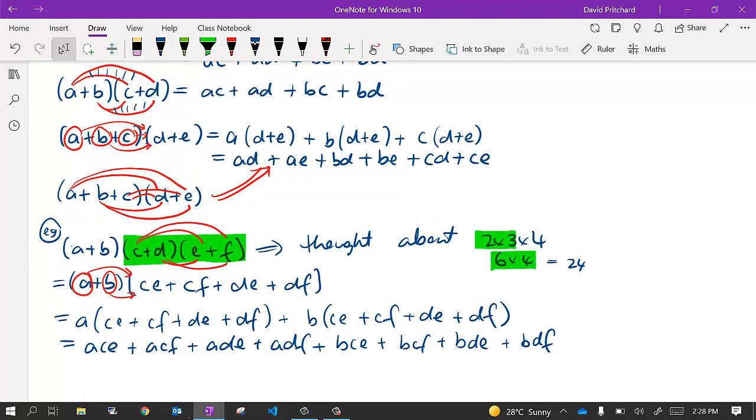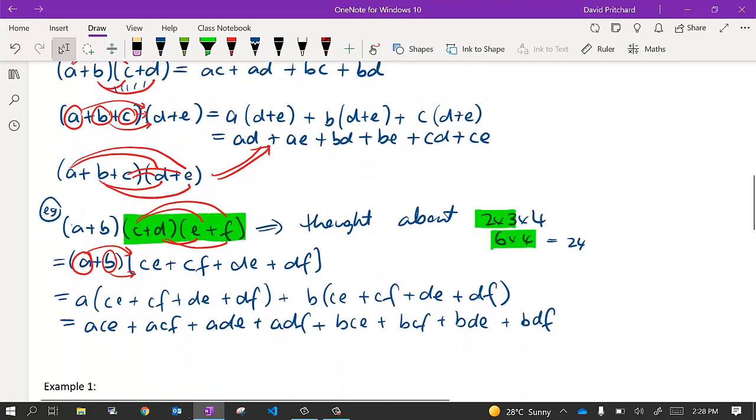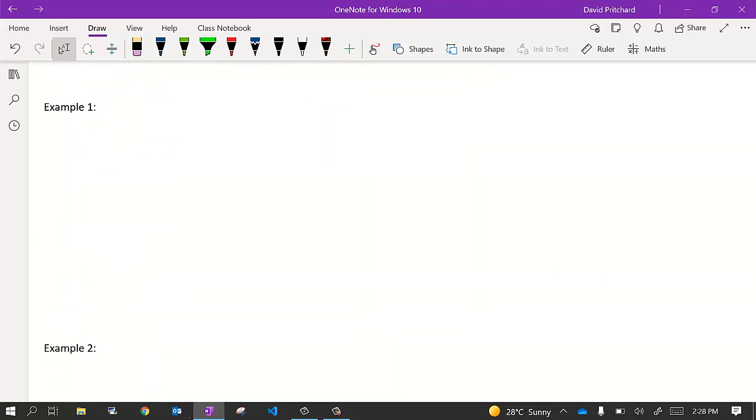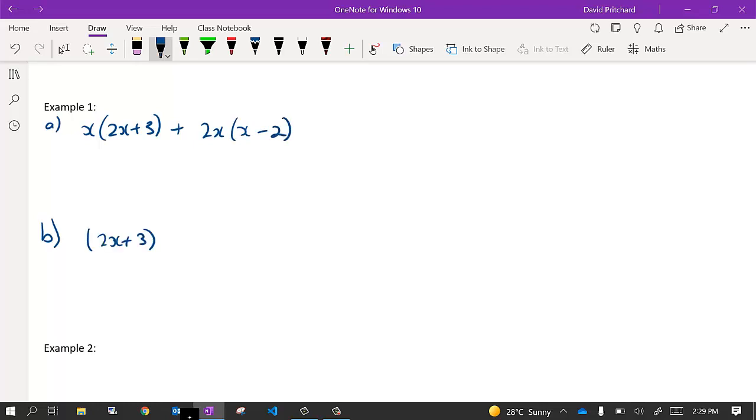And now what we're going to do is we'll go through a couple of examples, and hopefully we can send you off to work through a couple of expansion problems, and then we'll look at our final focus at the end. So example 1, we'll look at 2a and b. Look at a nice easy one first. X multiplied by 2x plus 3 plus 2x multiplied by x take 2. And then we'll look at 2x plus 3 multiplied by x take 5.